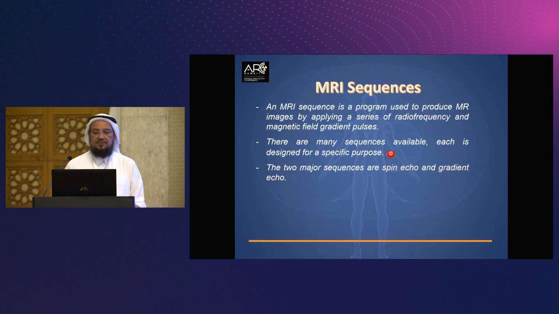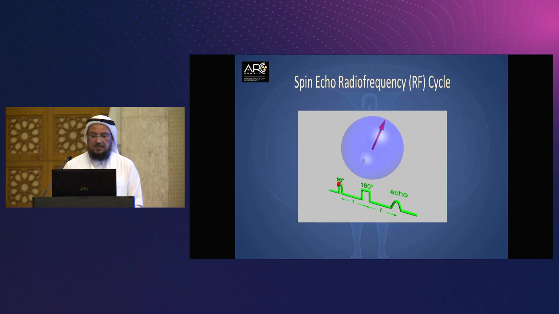So the two major sequences are spin echo and gradient echo. So what is spin echo and gradient echo? Spin echo relies on applying a 90-degree pulse to flip the protons into the transverse plane. Once they dephase, we apply another RF pulse, with double the energy of the first one, to refocus the protons. The idea behind that is giving us enough time to code this signal.